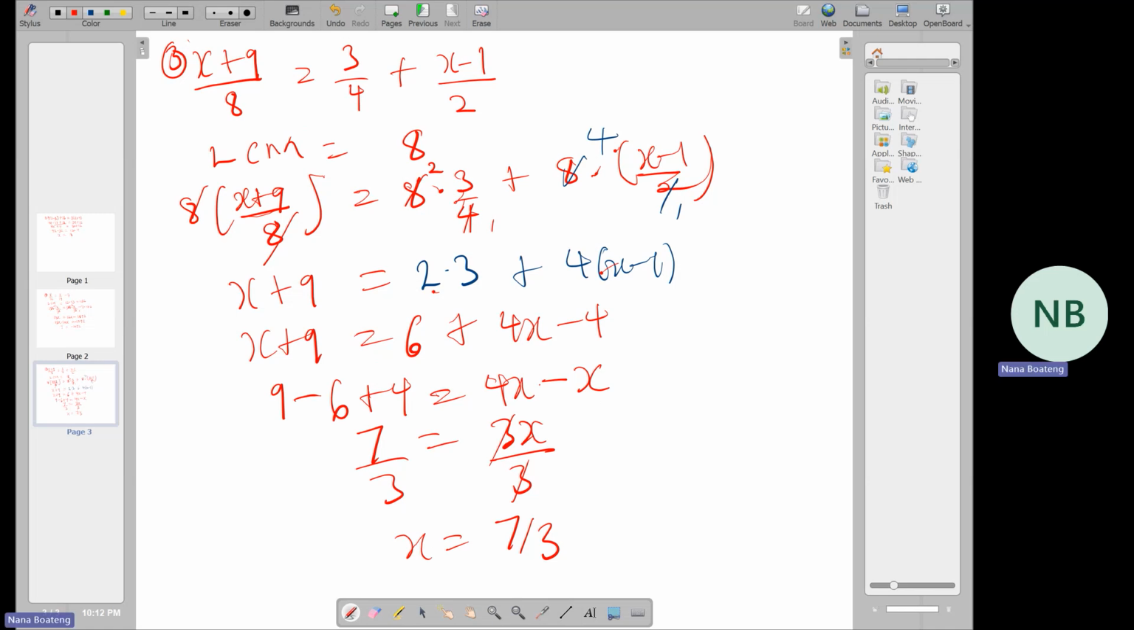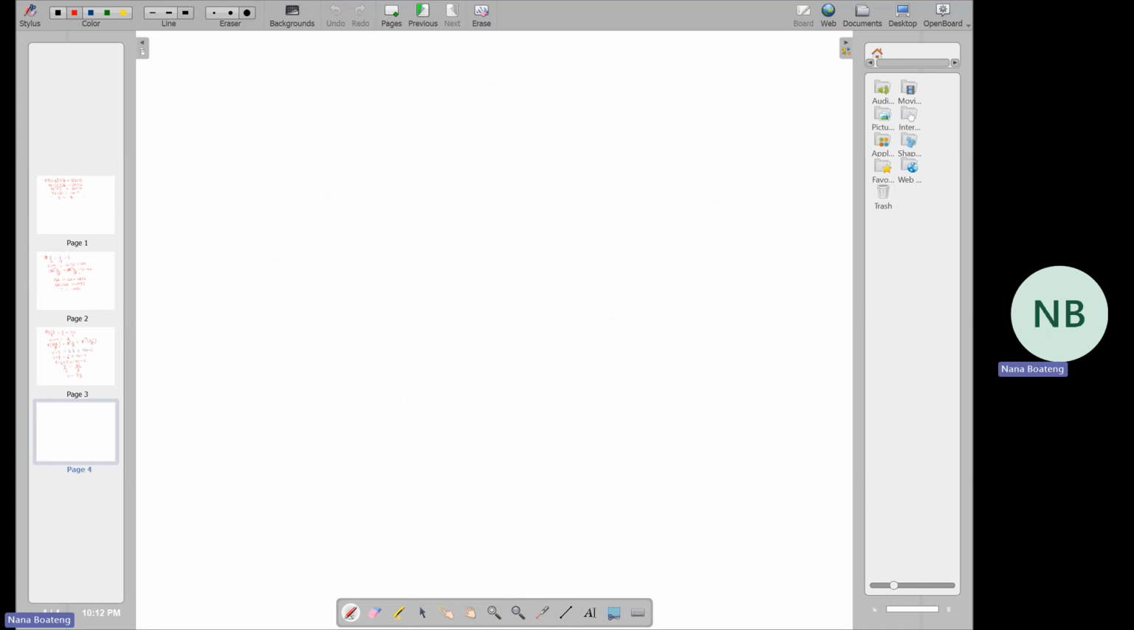All right, so this is pretty similar to the previous example. So let's move on to the next example. Example 4: we have 2 divided by 5x, plus 1 divided by 4, is equal to 39 divided by 10x, minus 1 divided by 3.